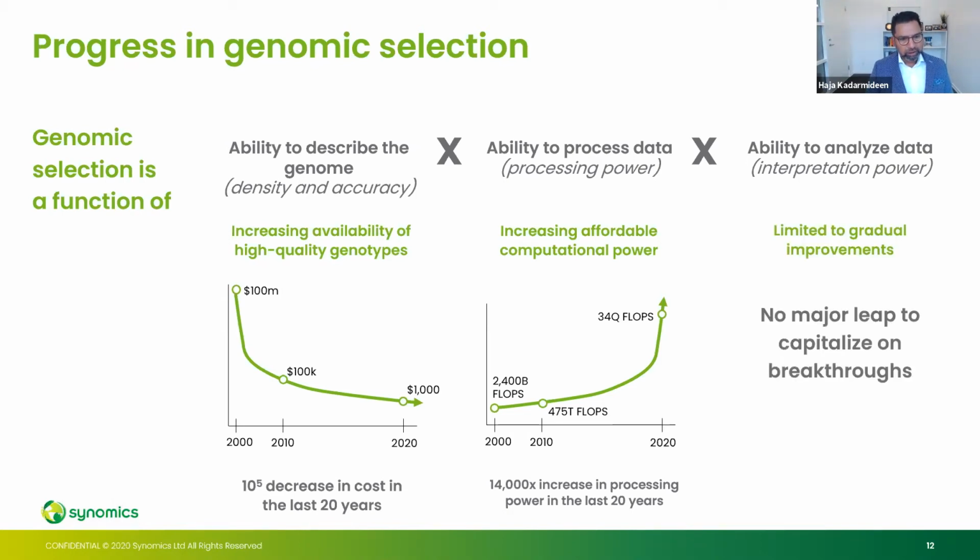So with this, two interesting developments: humongous computational power and a massive ability to create genome sequence data. How are we doing with analyzing these data sets, interpreting this data, and really capitalizing on the benefits of each of these technologies? In my view, there is no major leap in the statistical methodology or quantitative genetic modeling that will fully capitalize on these breakthroughs. There is only a limited gradual improvement.